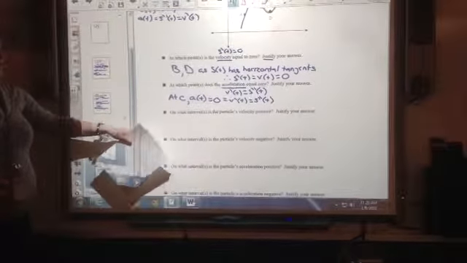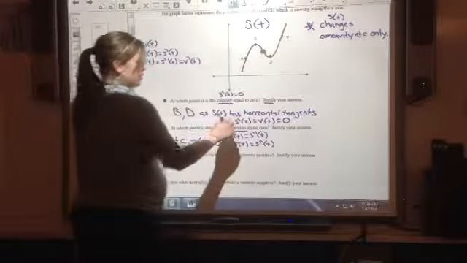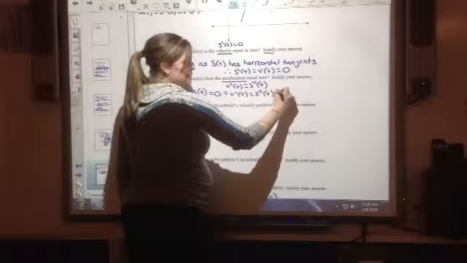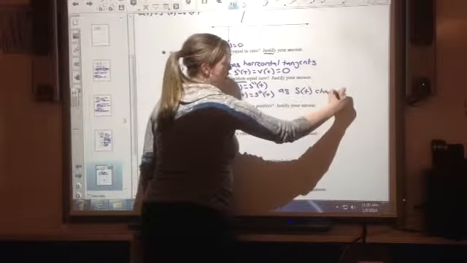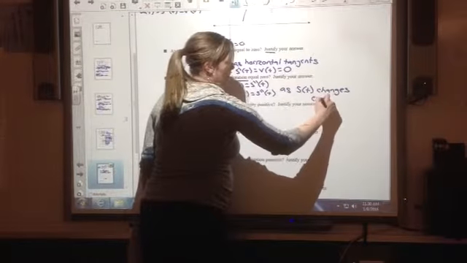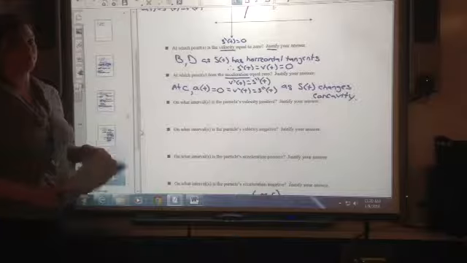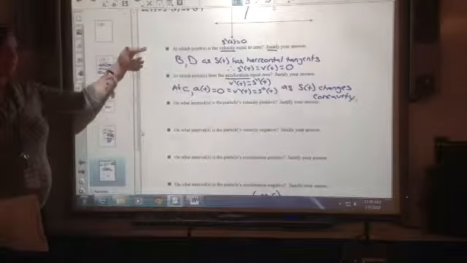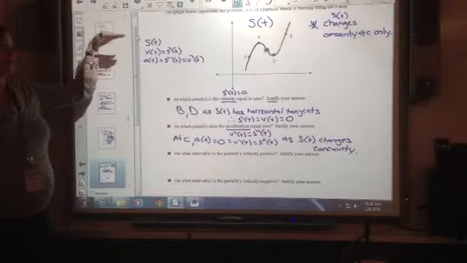But when I justify, I have to use the graph of S of t, because that's what's given. So as S of t changes concavity. Okay, lots to take in, but again, you're making the connection every time. S of t, V of t, A of t.